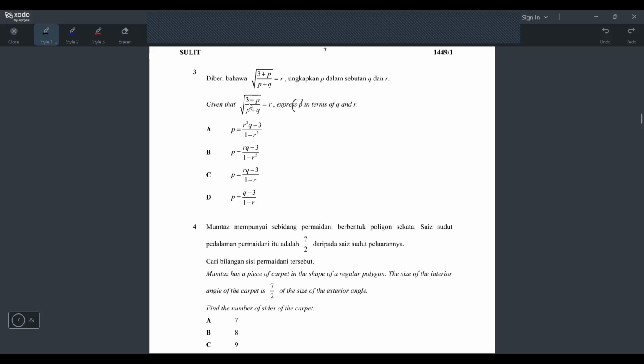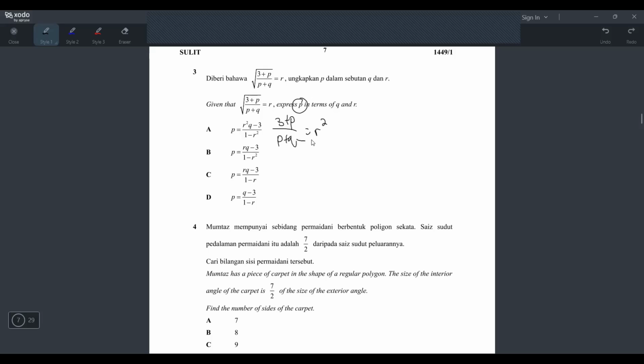If I want to find P, means I have to make P single. But how do I make P single? Okay, the first thing first is the square root. I can move to the other side. So it will be 3 plus P over P plus Q. The square root, when you move to the other side, it becomes square, right? And now got fraction. So how do we get rid of the fraction?